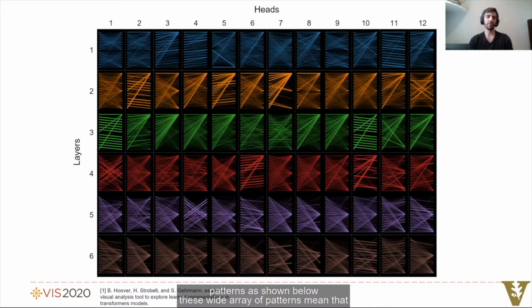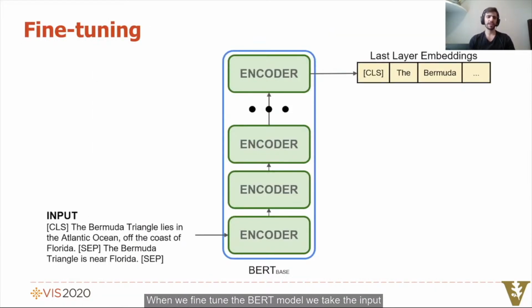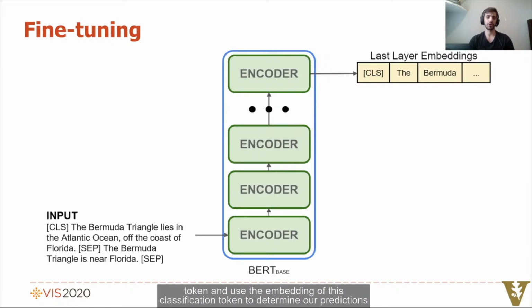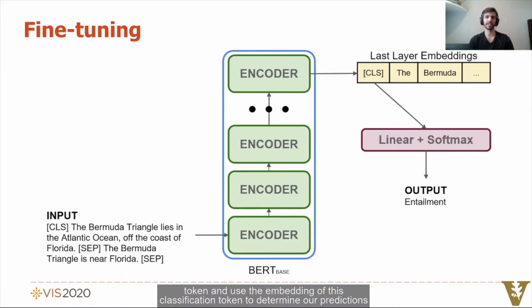This wide array of patterns means that heads and layers must encode different information or have different functionality, and this is the key reason for our research. When we fine-tune the BERT model, we take the input and we pass it through the model and generate an embedding at the last layer. We prepend a reserved classification token and use the embedding of this classification token to determine our predictions.